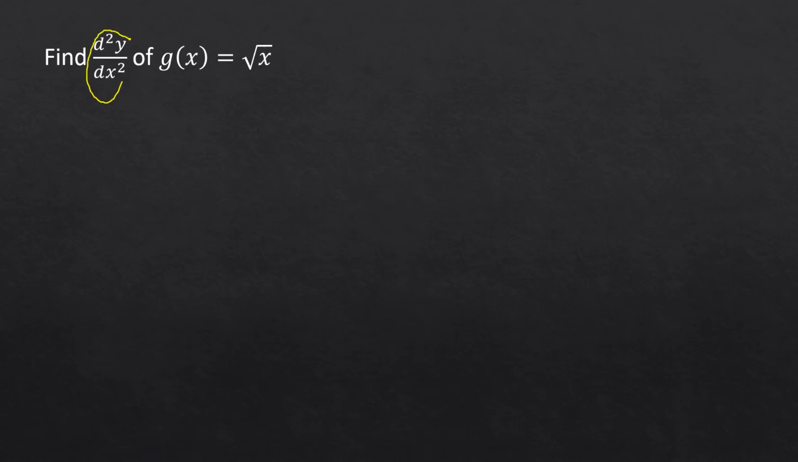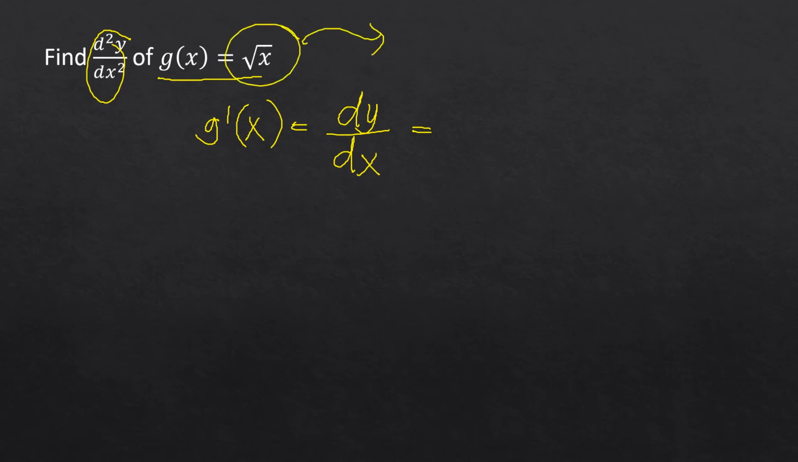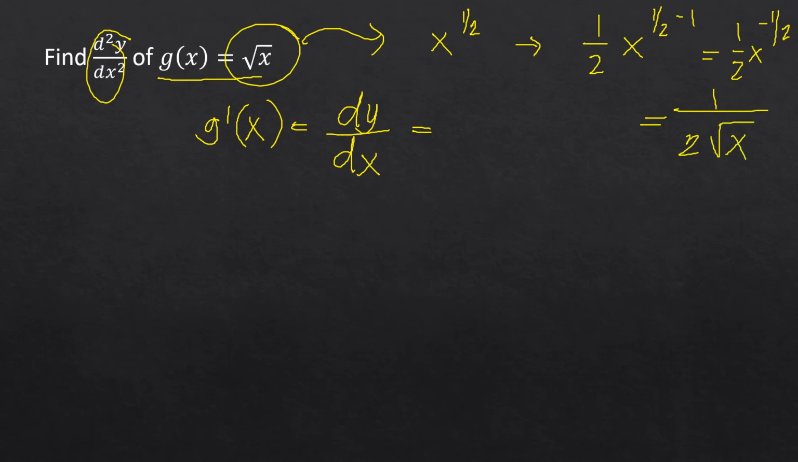So we try to get the second derivative of g of x that is equal to square root of x. The first derivative, g prime of x, is the same with dy over dx. Using the rule here, pwede ba yan i-rewrite into x raised to 1 half using the power rule of 1 half x raised to 1 half minus 1 is equal to 1 half x raised to negative 1 half. So that is equal to 1 over 2 square root of x.